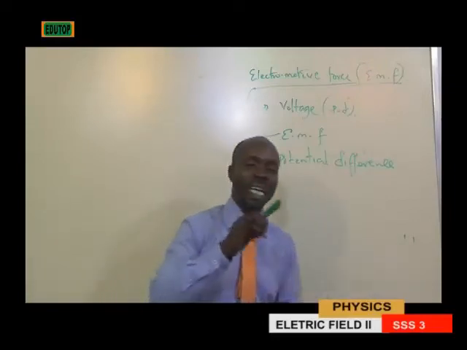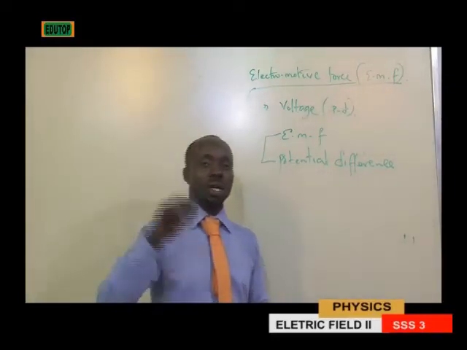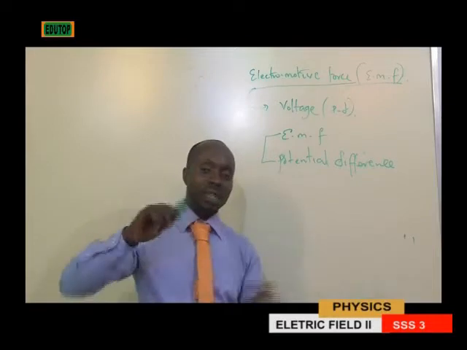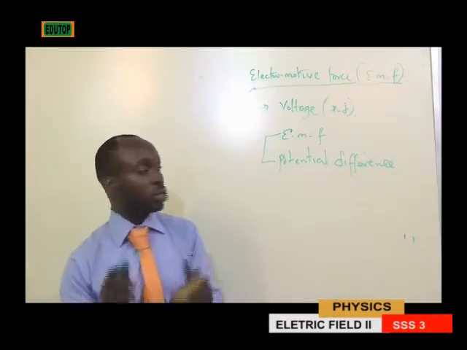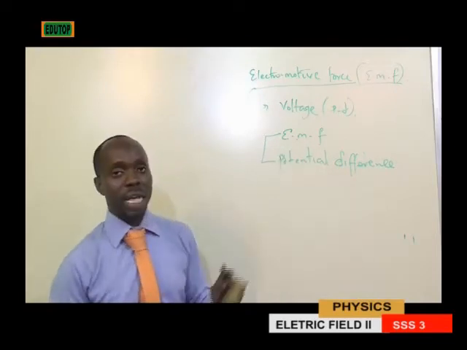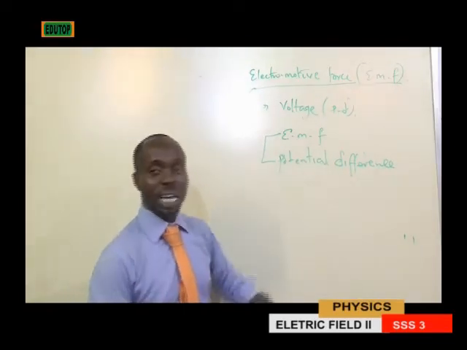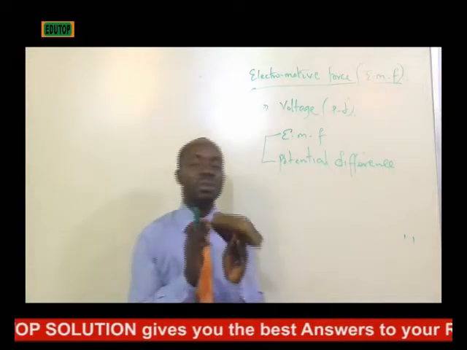The total potential difference inside the circuit and the potential difference outside the circuit, that is the external region of the circuit. Both summation will give you what? EMF, that's the electromotive force. While potential difference is talking about two ends of a wire.